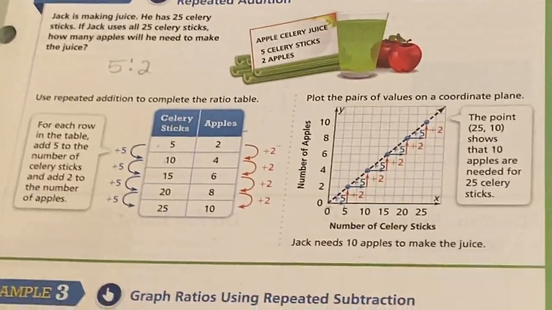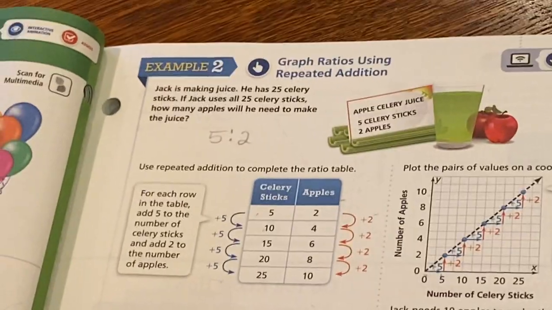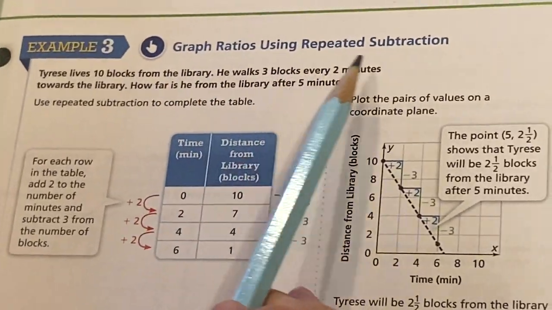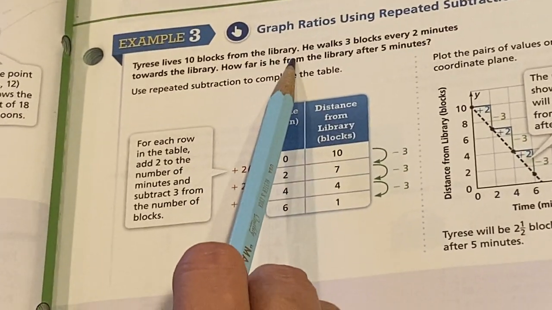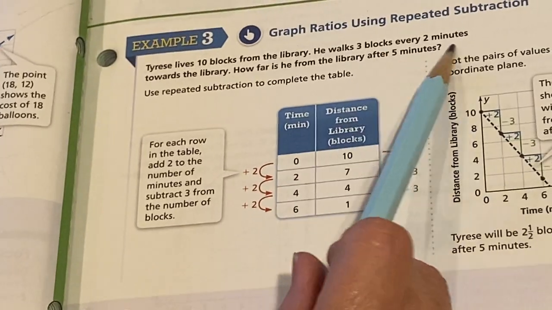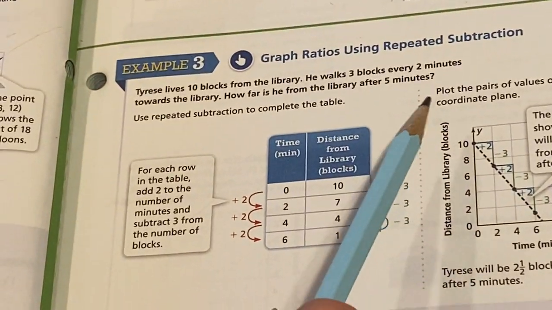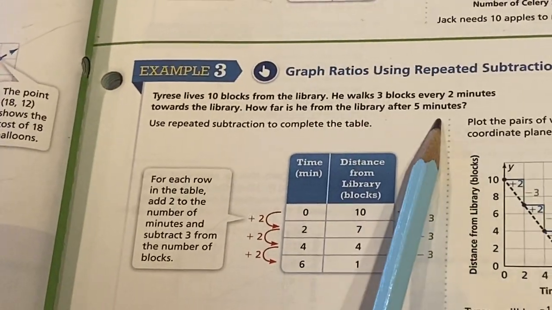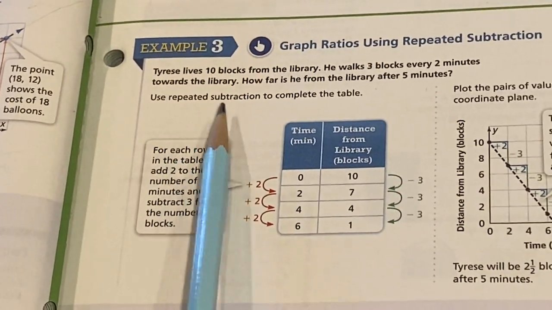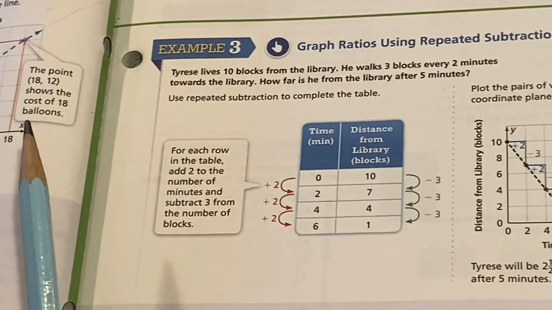All right, let's look at the next example. Graph ratios using repeated subtraction. So Tyrese lives 10 blocks from the library. He walks 3 blocks every 2 minutes. Wow, he's moving toward the library. How far is he from the library after 5 minutes? Use repeated subtraction to complete the table.